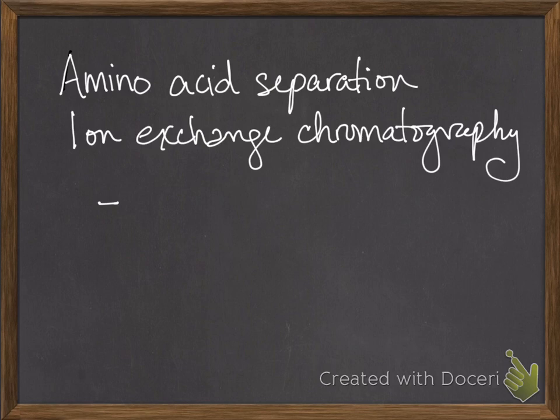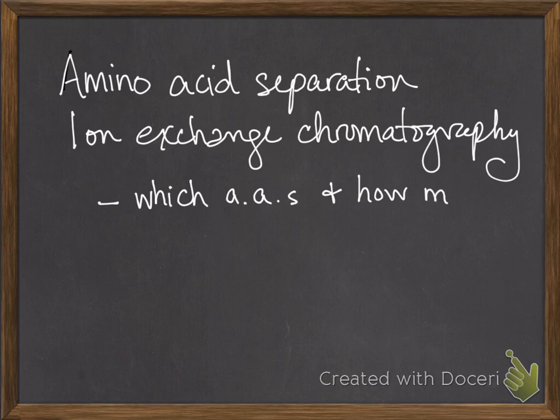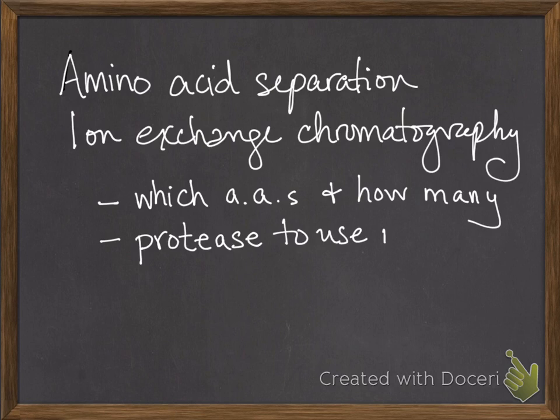And this experiment tells you which amino acids you have in your protein and how many. And that's important information in general to know. And it really informs and guides you for the sequencing experiment, because the sequencing experiment will involve fragmenting your protein into smaller pieces that you can sequence with Sanger or Edman. And so you have to know which proteases to use, because proteases are amino acid specific.